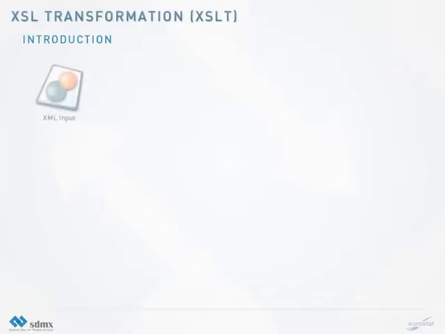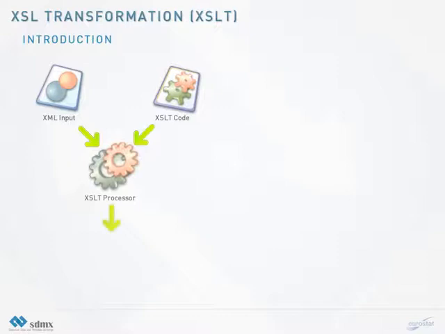XSLT is an XML-based language used for the transformation of XML documents into other XML or human-readable documents, for example HTML. The idea is that the original document is not changed, but a new one is created using one XSLT document based on the content of the original document.